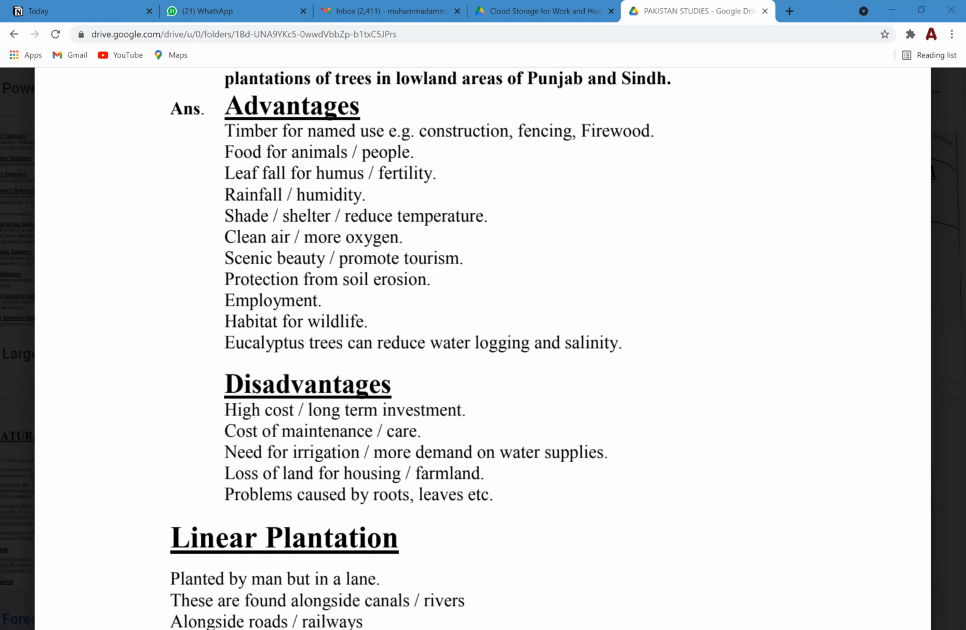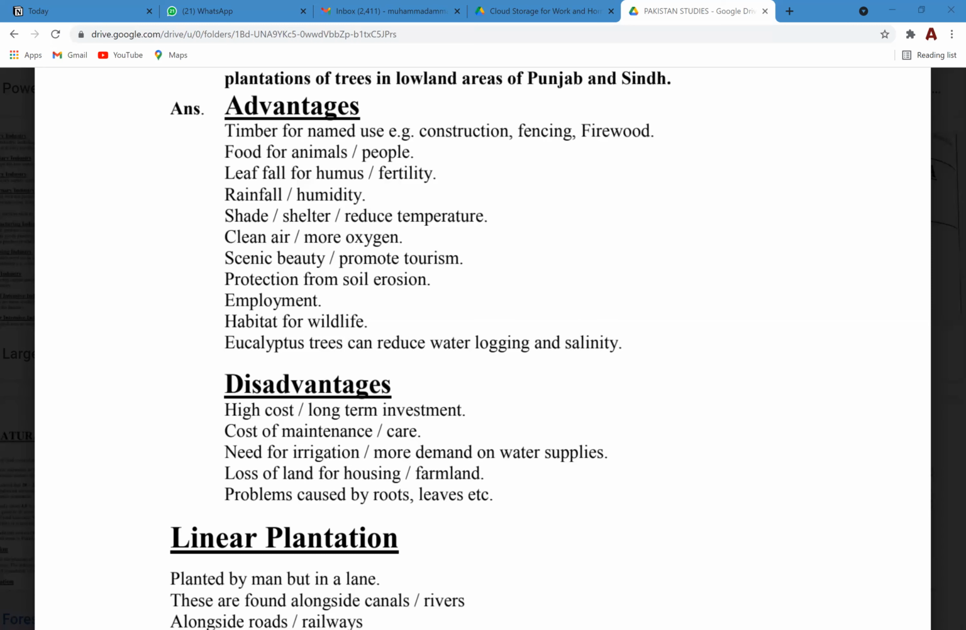Disadvantages: high cost. It is a long-term investment. You'll have to plant the forest and maintain those forests for a longer period of time. Again, investment on maintenance and care, irrigation, more demand on water supplies, loss of land for housing, problems caused by roots and leaves. That same area could later be used for housing as well. So yeah, the pointer is now working.